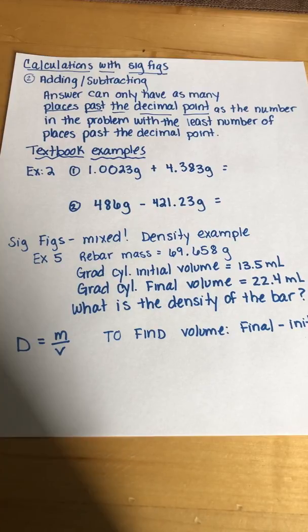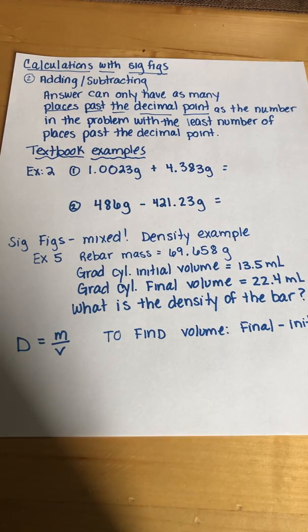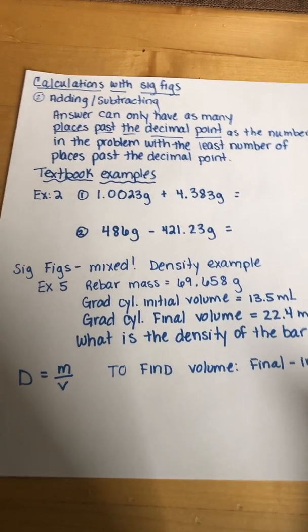In this tutorial, we're going to look at rules when you are adding and subtracting measurements, how many significant figures to round your answer to, and then we'll end with a culminating problem that will mix both of the rules, the multiplication, division, and also the addition, subtraction. So when you're adding and subtracting, that's a little different.